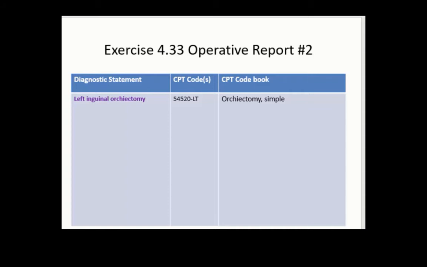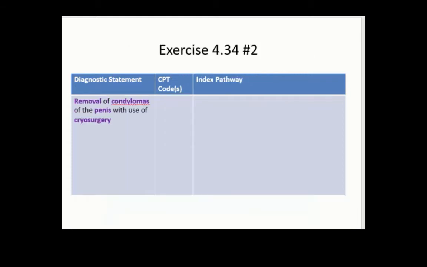Notice that your modifier left is included because the testes are bilateral. The removal of the condylomas, which are genital warts, with the use of cryo. And there's the code. An incision into an abscess of the scrotal wall. There are the answers.